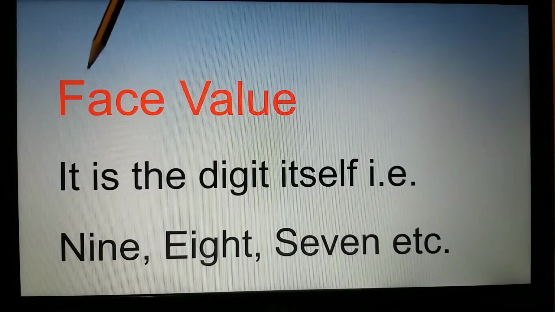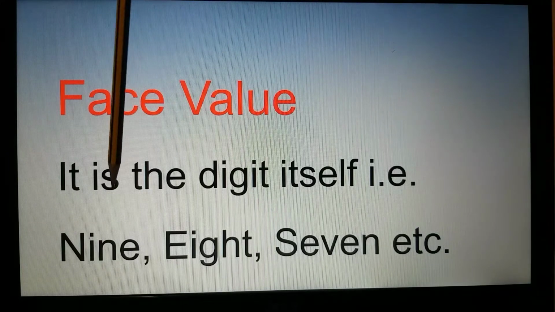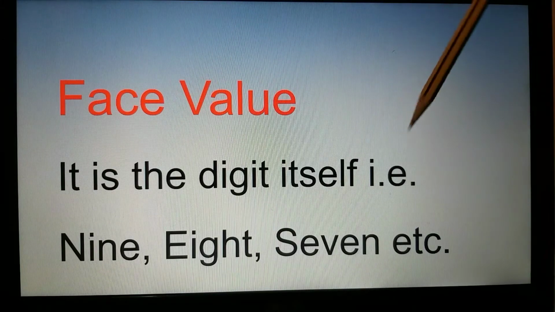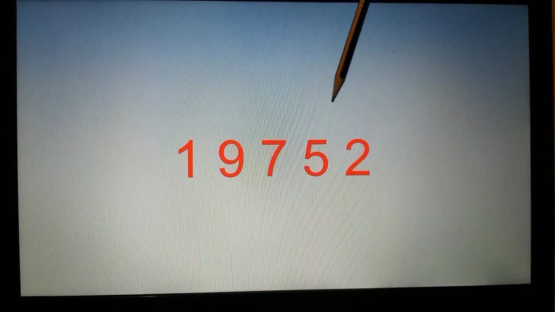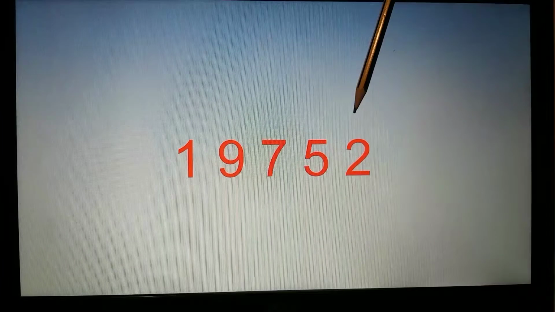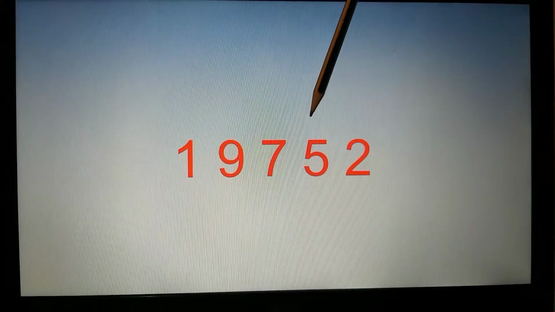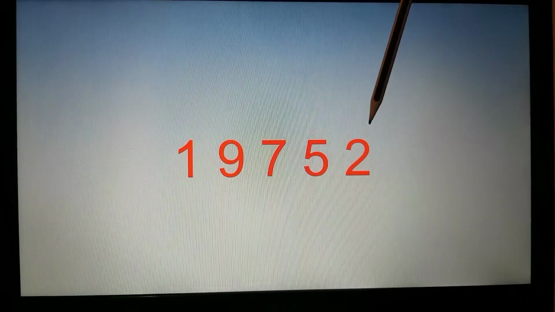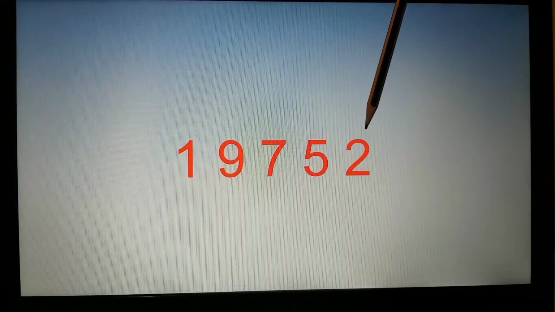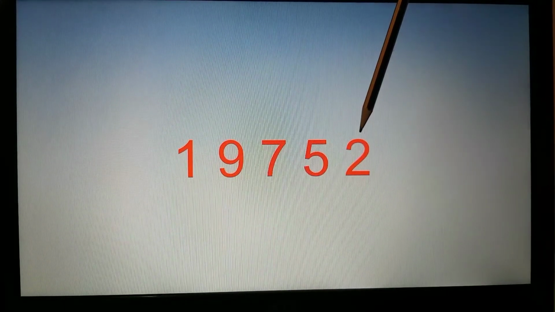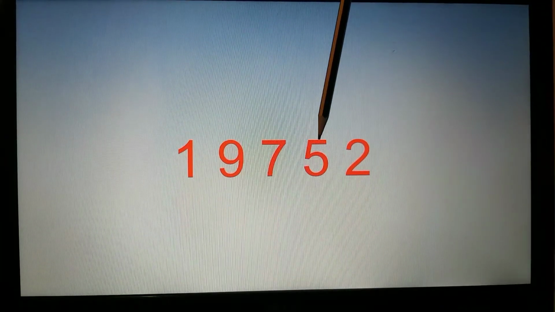So the face value is actually the digit itself. For example, we said 9, 8, 7, etc. But there is another value of these digits as well, and that is based on their position, their place in this whole big number. If we see from right to left, if the digit is on first place, its value is different. If it is on second place, it's different.